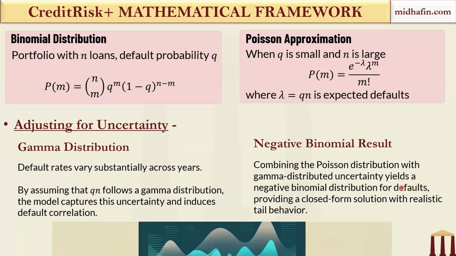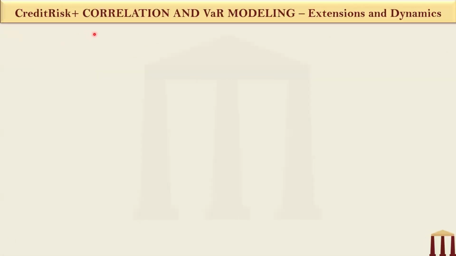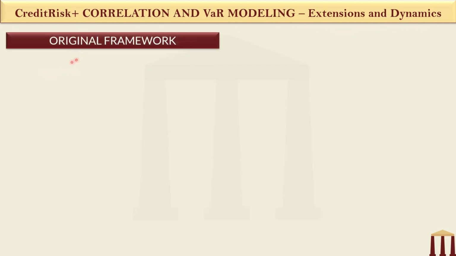So it's quite elegant, it's analytical, and it is designed for portfolio level risk estimation. Now that we have seen the mathematical structure of CreditRisk+, let us explore how it handles correlation and value at risk modeling. And then we look at some modern extensions that make the model more dynamic. So let's see the original framework first.